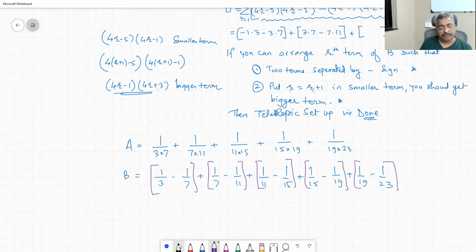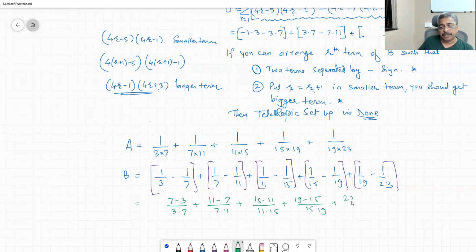If we keep those brackets in place, then of course we have some summation, which is equal to, now if I look at each bracket, it is 7 minus 3 upon 3 into 7 plus 11 minus 7 upon 7 into 11 plus 15 minus 11 upon 11 into 15 plus 19 minus 15 upon 15 into 19 plus 23 minus 19 upon 19 into 23, and therefore we can say 4 times A is equal to B.